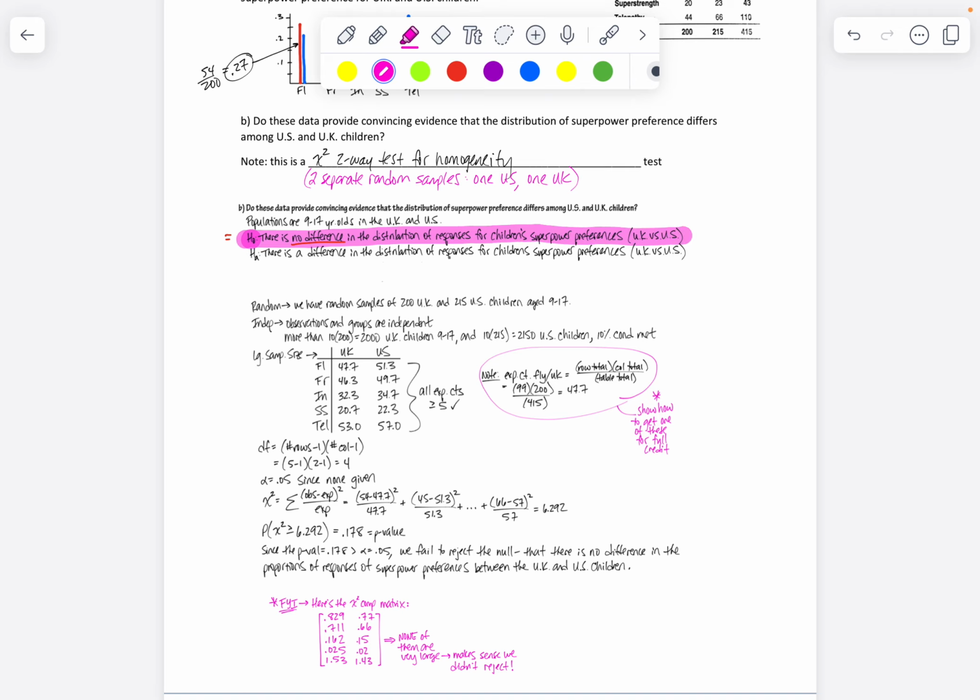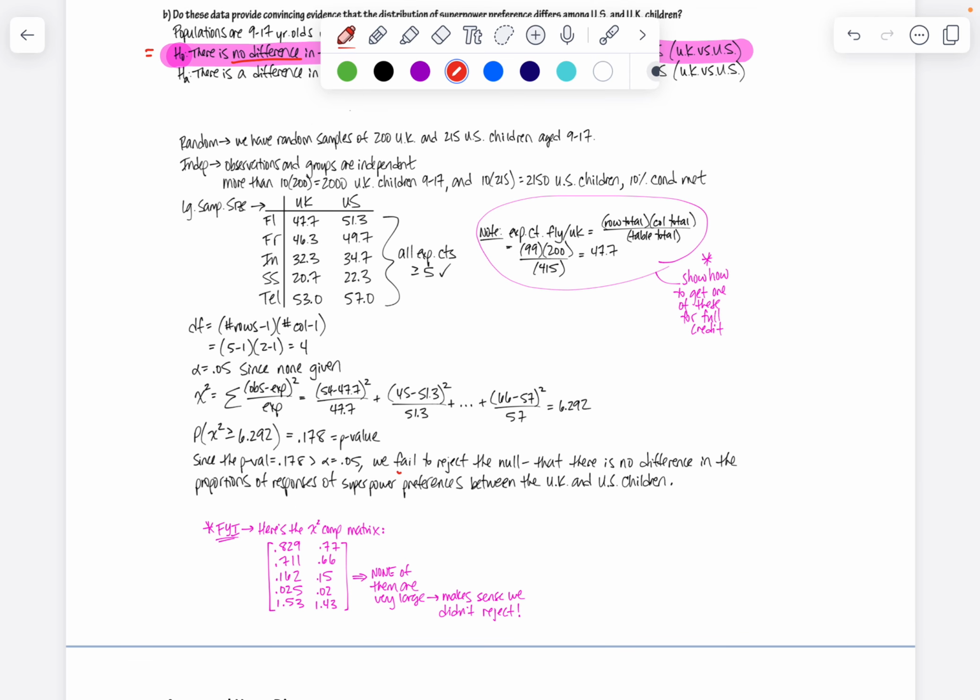I am going to restate what I highlighted in pink, okay? I am failing to reject the H0, and when you fail, you do not favor. Please remember that fail and favor do not go in the same sentence. Okay, we fail to reject the null. Since I'm not failing to reject it, I'm believing it, I am in favor of it. Not in favor of it, I believe it, and that says that there is no difference. I'm restating the null. Be careful with your conclusion, okay? In the proportions of responses, blah, blah, blah, about the context of superpower preferences between US and UK.